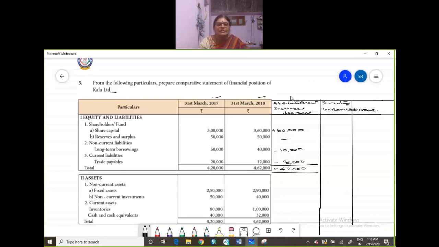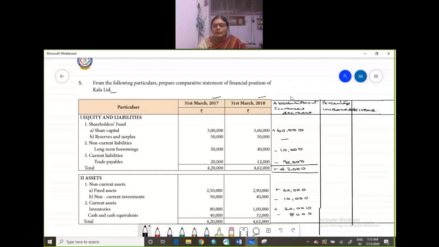Then you have your assets. Fixed assets is increased by 40,000, plus 40,000. Your current investment is reduced, minus 10,000. Current assets is increased by 20,000, plus 20,000. Cash and cash equivalent is reduced by 8,000.